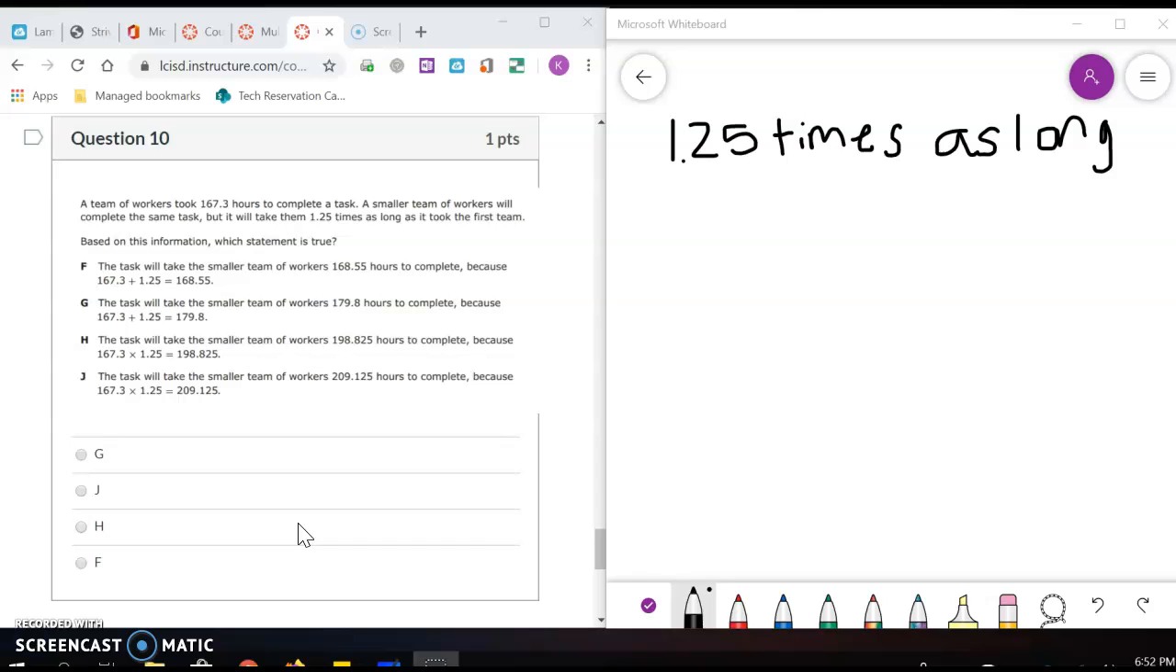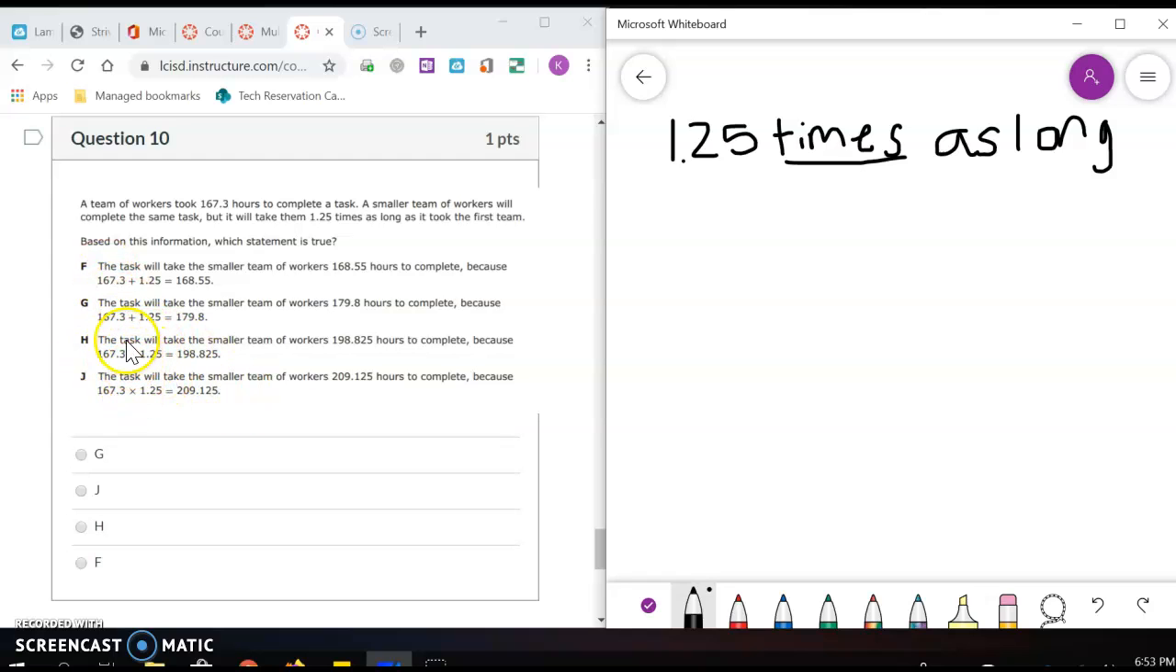Okay, on question 10, we have a big team of workers taking 167.3 hours to do something. A smaller team takes 1.25 times as long. So that means it's going to take them 1.25 times this amount. A lot of us, or most of us, should know by now that the word times means multiplication. So F and G are out.